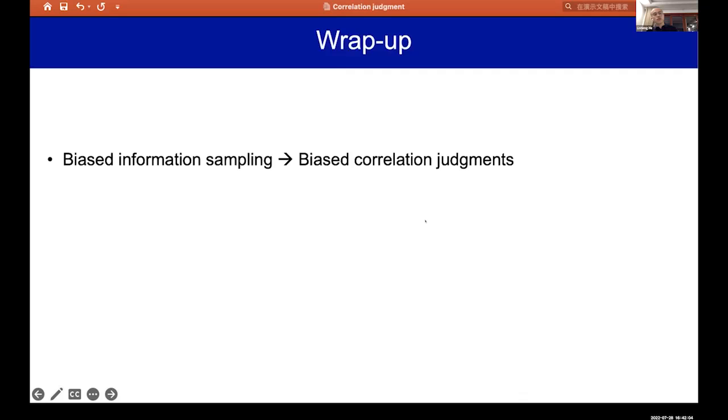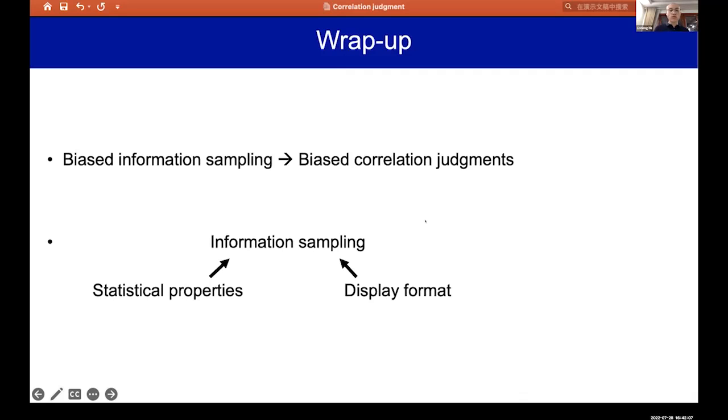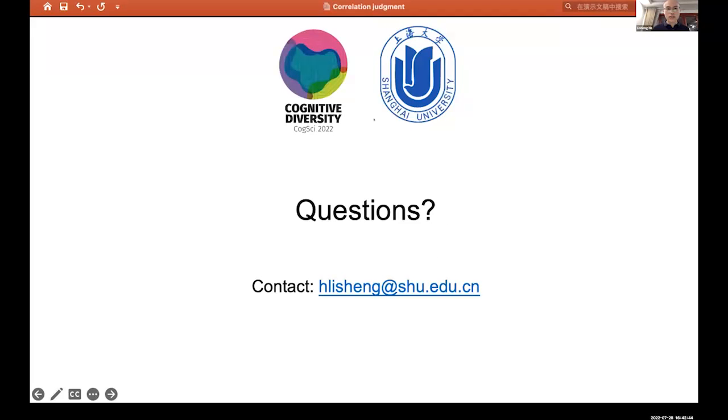So overall, we have two key messages to show over here. First of all, we propose that biased information sampling may give rise to biased correlation judgment from scatter plots. And in our in-depth analysis of the eye fixation data, we find two key elements in the information sampling process. One is the statistical properties, and the other one is that our information sampling from scatter plots is also influenced by the display format. And that's all about the talk. Thanks.